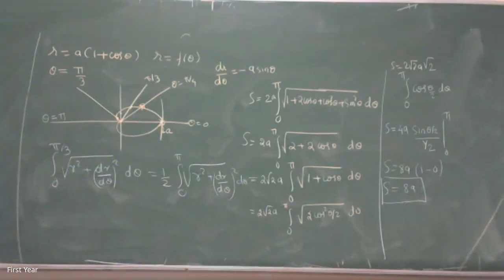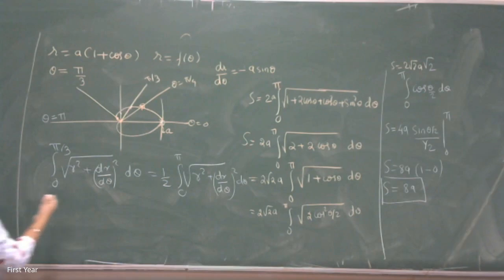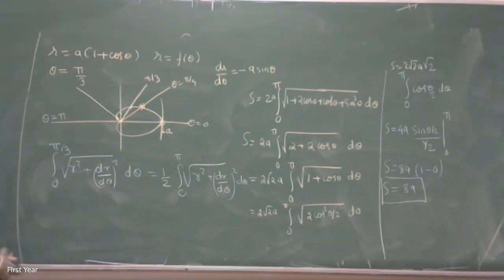Show that the line theta is equal to pi by 3 divides the upper arc of the cardioid. Divides means half it makes, no? So I have to prove that 0 to pi by 3 is half of 0 to pi, or 0 to pi is 2 times 0 to pi by 3. Is the meaning clear to you?